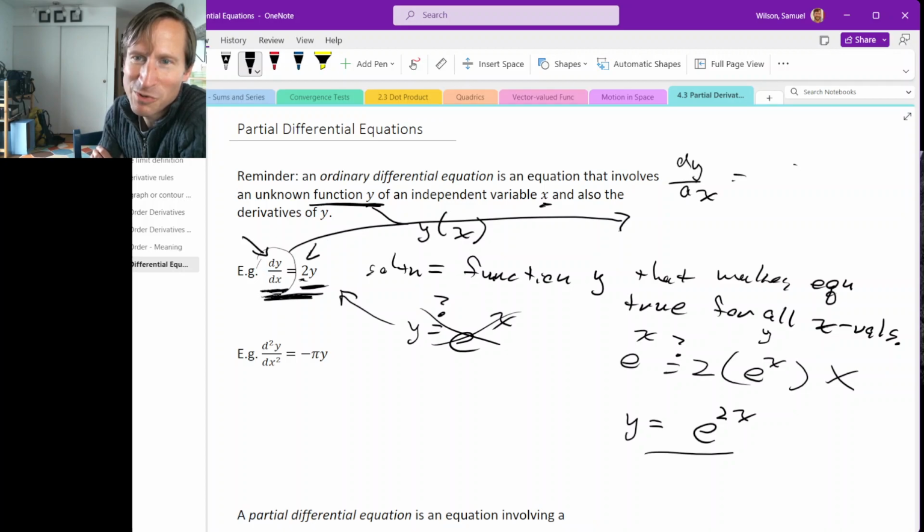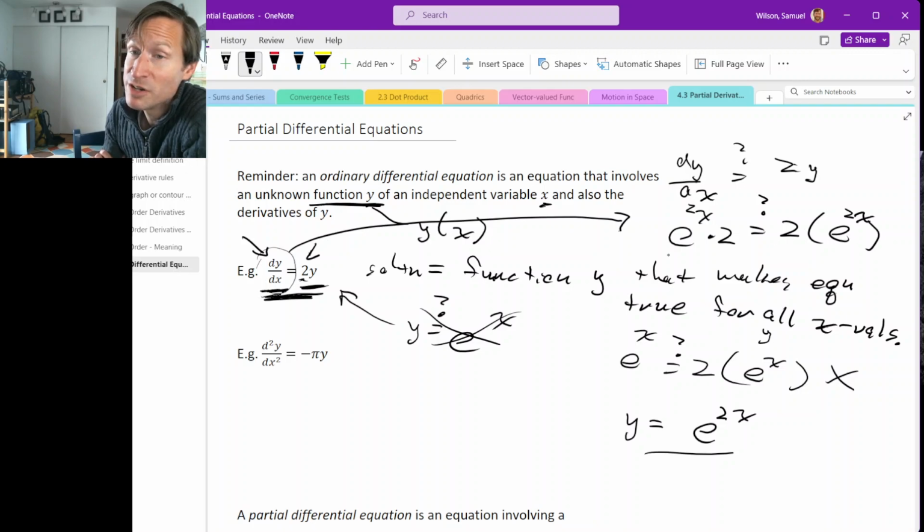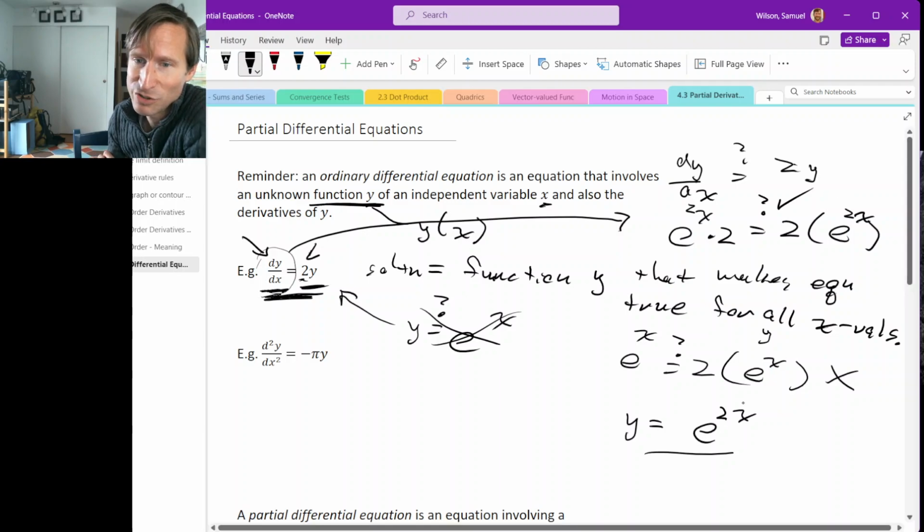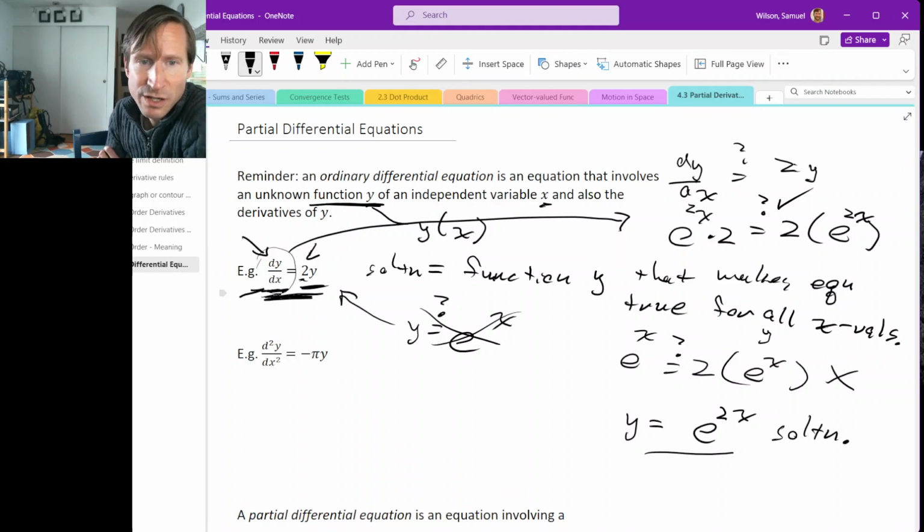We are hoping that dy dx is equal to 2 times y. So if y is e to the 2x, the derivative of y with respect to x is e to the 2x, and then the chain rule spits out a 2. We want to check, is that equal to 2 times y, and y is e to the 2x. And yes, those are equal not just for certain x values, but for all x values. So yes, this is a solution. So y equals e to the 2x. That's a solution.